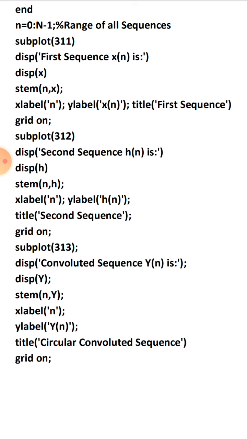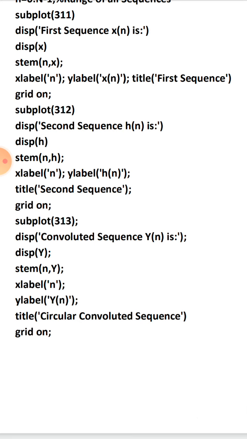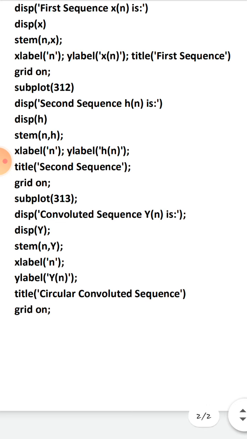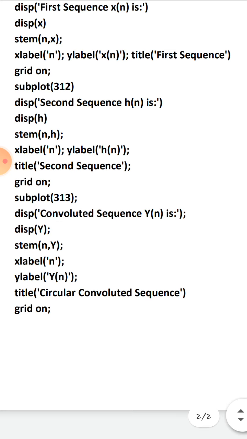If you don't want that grid, you can always remove that line from your program. And then subplot 312, here you are trying to display the second sequence. disp will display the sequence in your command window, and stem will plot the figure in your figure window. You are giving xlabel, ylabel and title.